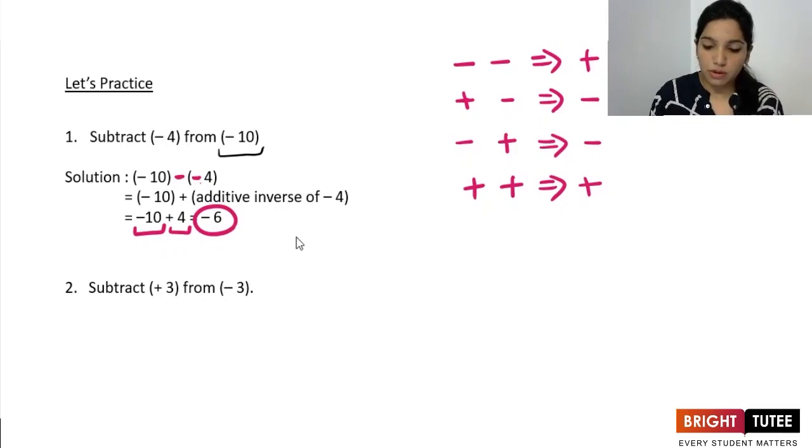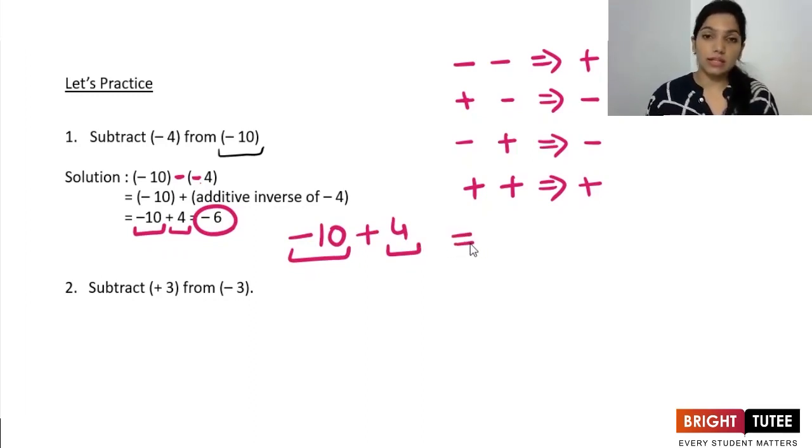I hope you remember, if it's minus 10 plus 4, one is a negative integer, the other one is a positive integer. So we are adding a negative and a positive integer. We simply find their difference and we put the sign of the bigger number, that is minus. I hope this is clear.